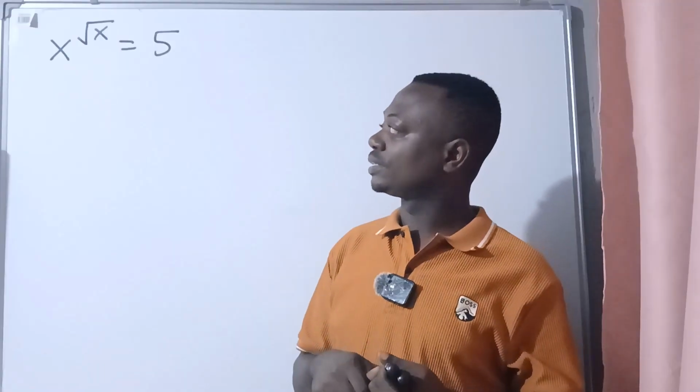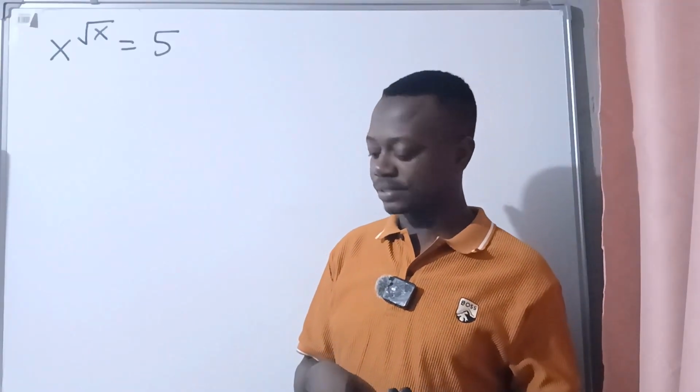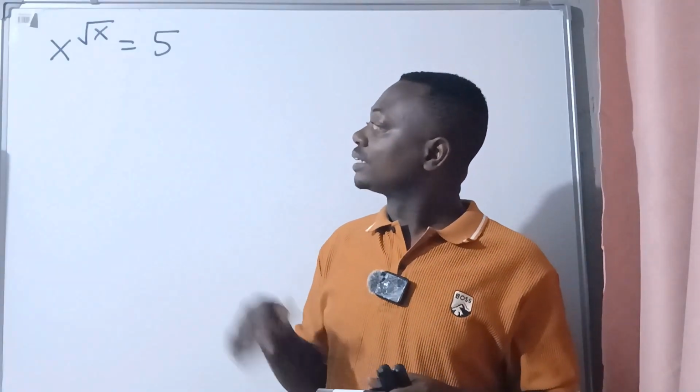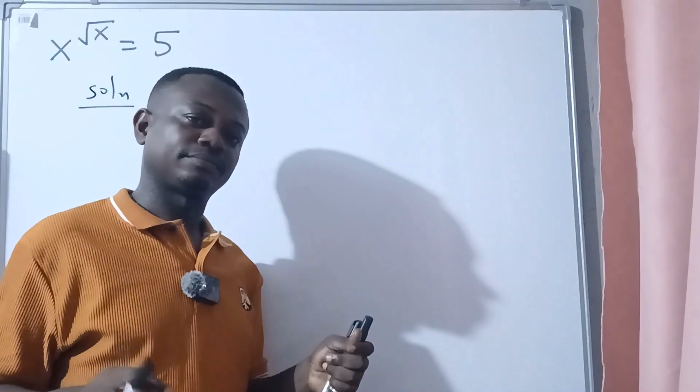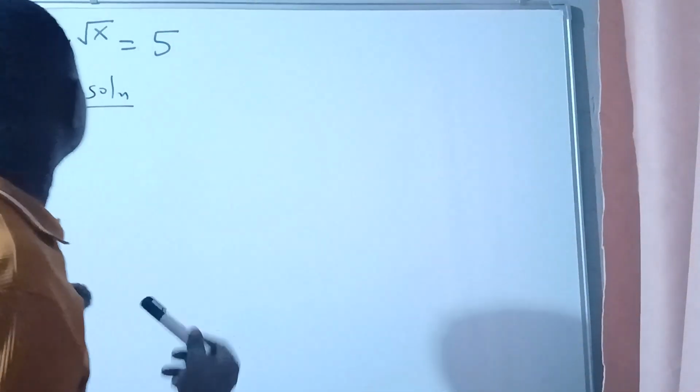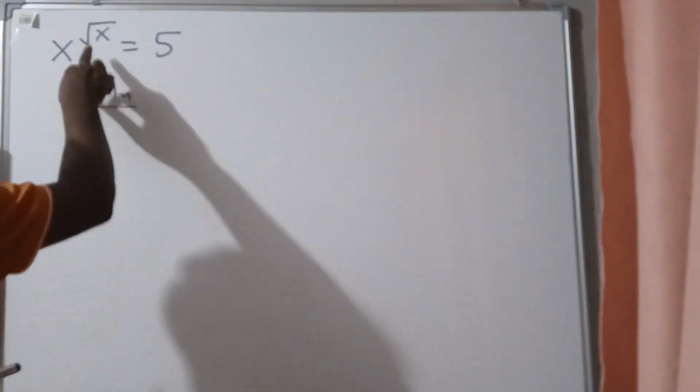This one is part of the higher mathematics questions. Okay, so let's get the steps. All right, let's get started. So, solution. What I'm going to do here is very simple. I'm going to make the base and the power the same. Once they are the same, I can solve it with ease. And how can I make this and that the same?